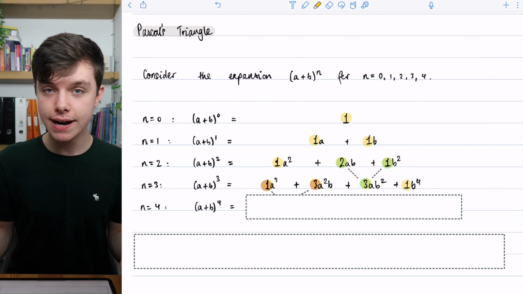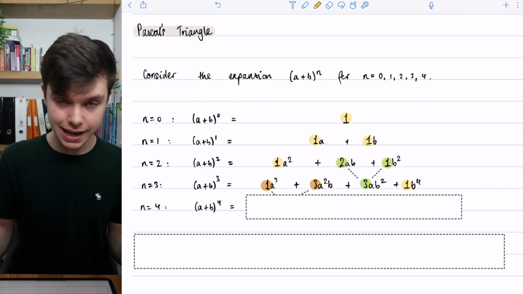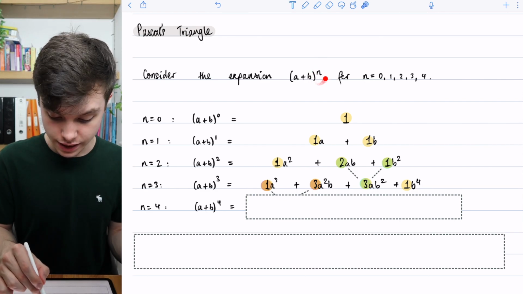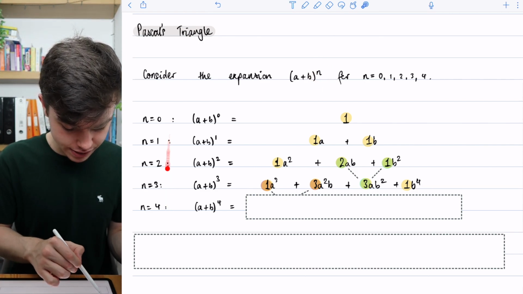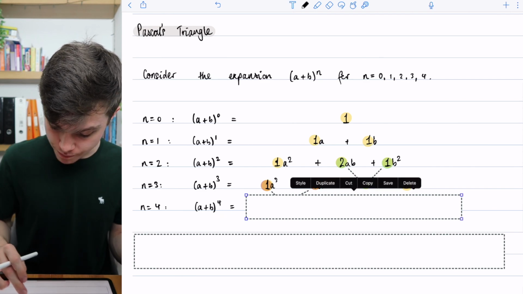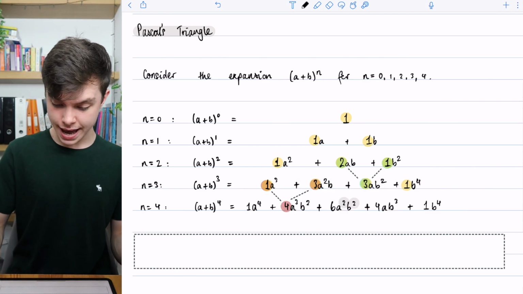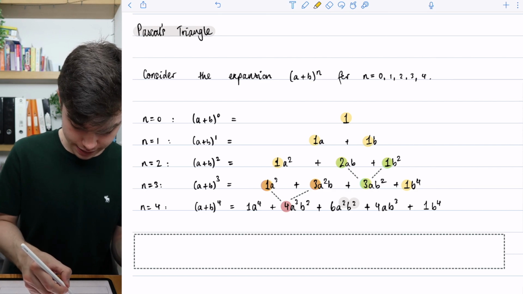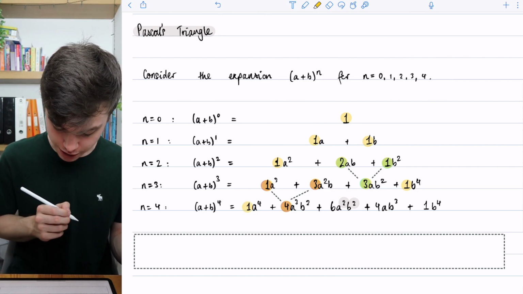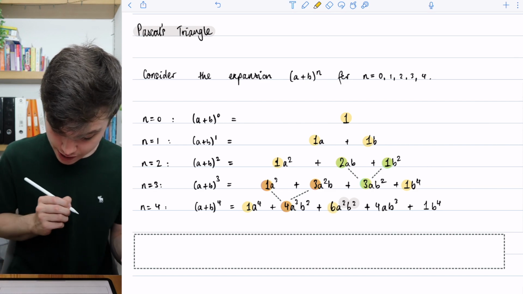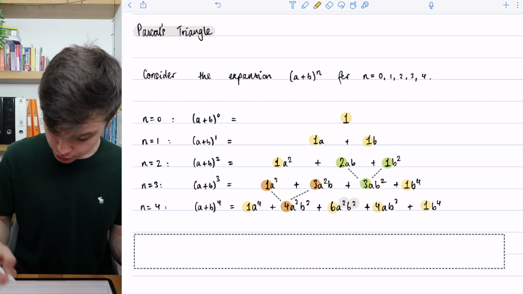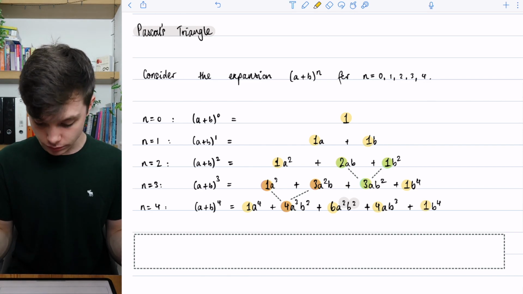And then finally, right at the bottom, we have a plus b to the power of 4. All we're doing here is changing the value of n as we go. We're increasing it by 1. We have a plus b to the power of 4, and that is this expansion here. Let's do some highlighting. We have 1a to the 4 plus 4a cubed b plus 6a squared b squared plus 4ab cubed plus 1b to the 4.